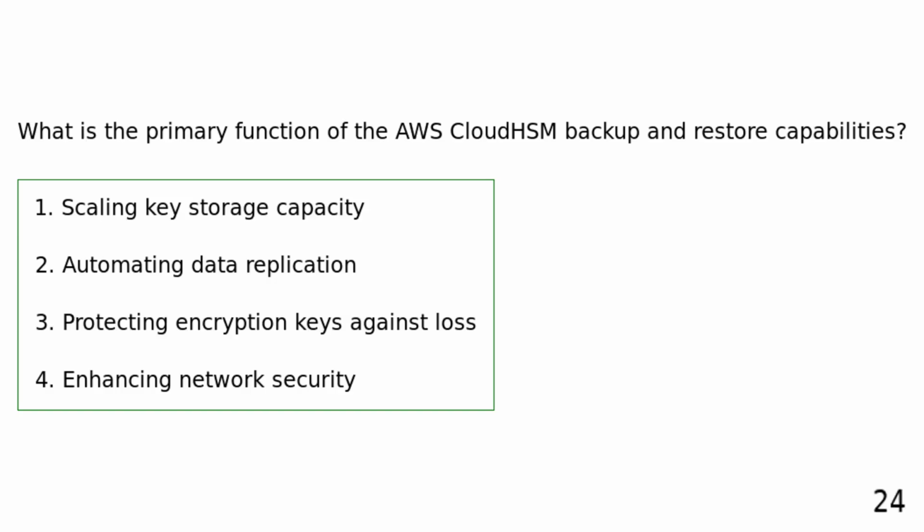What is the primary function of the AWS CloudHSM backup and restore capabilities? Scaling key storage capacity. Automating data replication. Protecting encryption keys against loss. Enhancing network security.